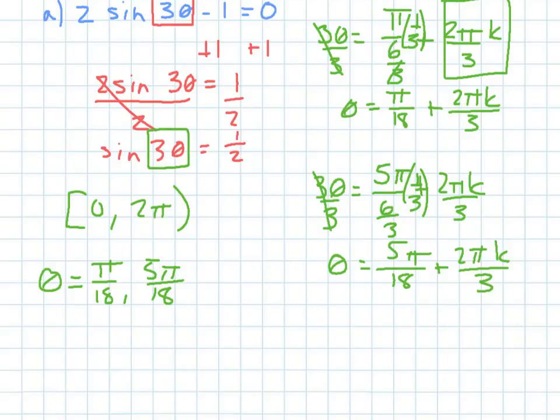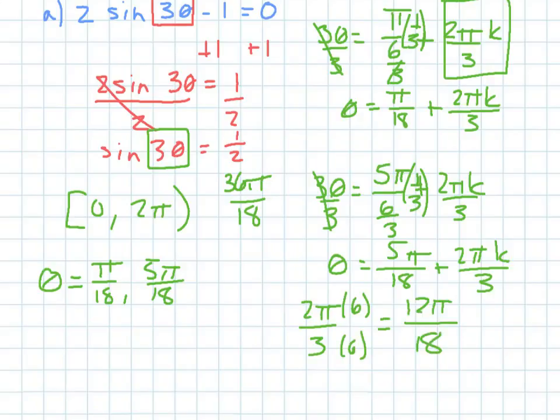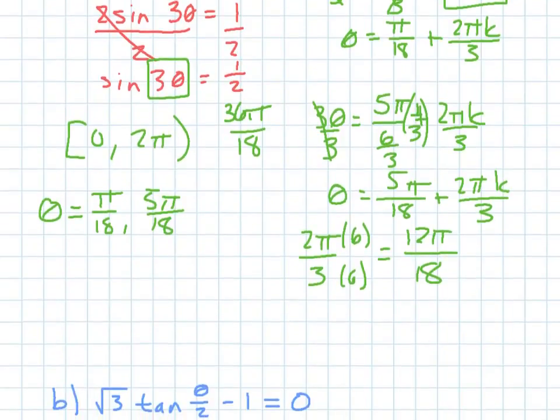Now remember, 0 and 2 pi, so you can figure out where to end. If you converted this to 18ths, it would be 36 pi over 18. So it needs to be an 18th of a pi that's less than that for all your solutions. So if you get a value that's over that, that means it's not in between 0 and 2 pi. Okay? So if I take 2 pi over 3, let's convert that to 18ths. If I multiply both top and bottom by 6, that gives me 12 pi over 18. And so I'm going to add. So pi over 18, which is 1 18th, plus 12 18ths gives me 13 18ths.